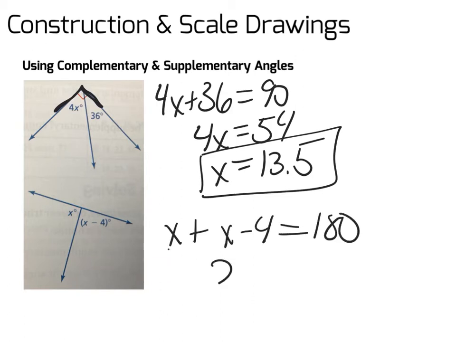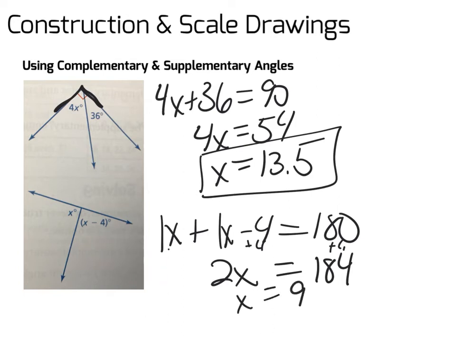Well, 2 x's would be 2x. Remember, there's an invisible 1 in front of those. So 2x equals 184, right? Because I had to add 4 to both sides to get my x's alone. So x equals 92. So you're going to use what you know about complementary and supplementary angles to solve for x.